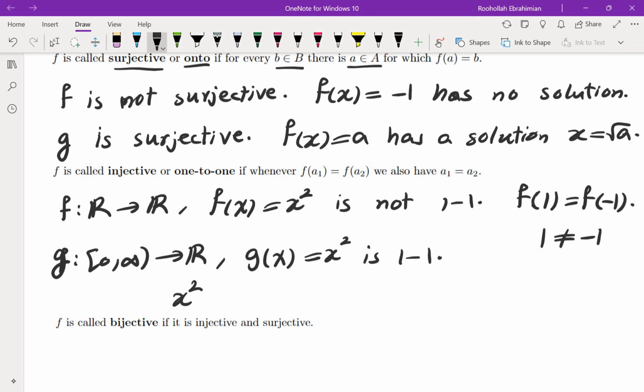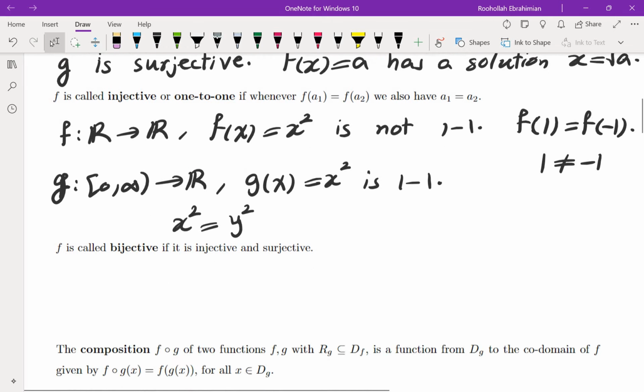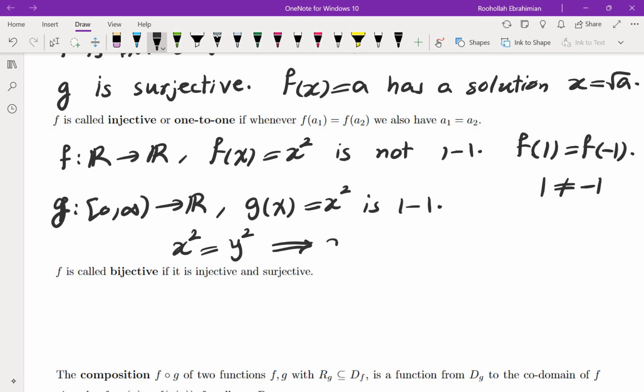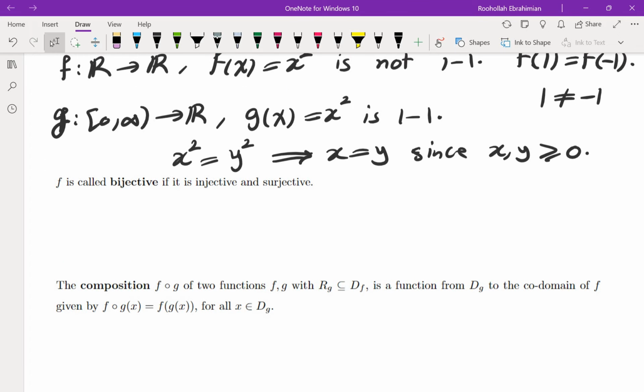Because if x squared equals y squared, if you have two elements that are mapped to the same thing, then x and y must be the same, since the domain is all non-negative numbers. So if you take the square root of both sides, you get x = y because x and y are non-negative. We say f is bijective if it is injective and surjective.